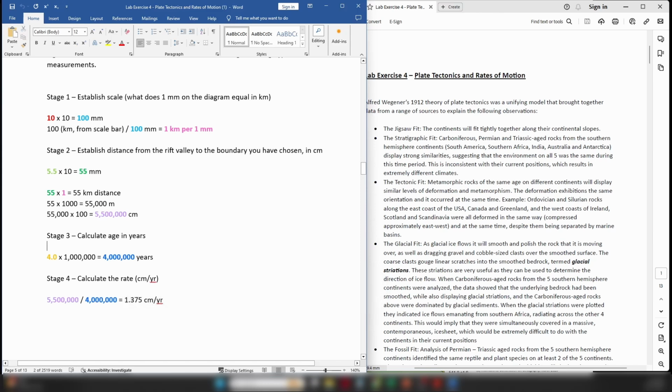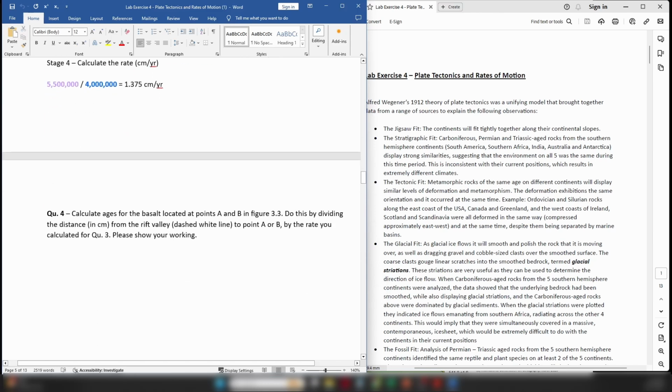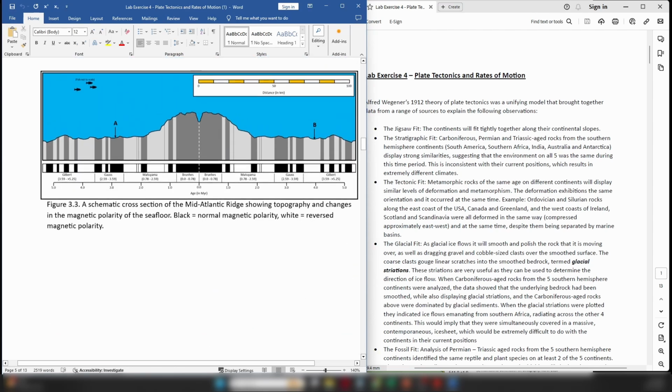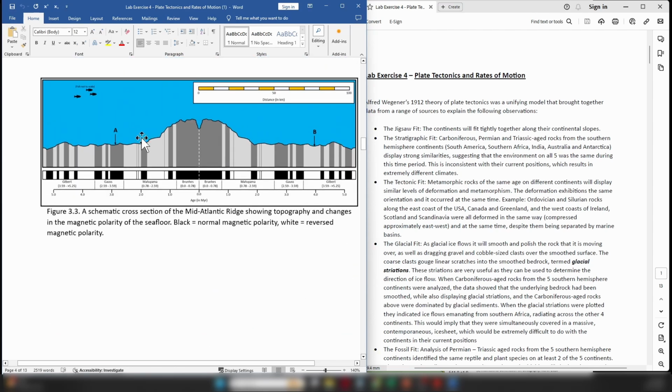Okay, so the final question is question 4, and this is to calculate the ages of the basalt at points A and B. So if we come up here to diagram figure 3.3, you can see here is point A and here is point B. Now, the first thing I'm going to notice is that these points do not fall at a location where you can easily date them.